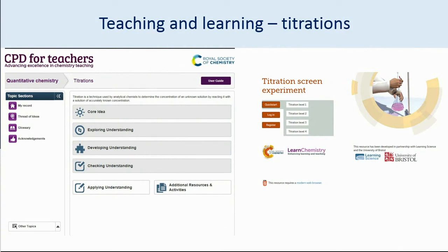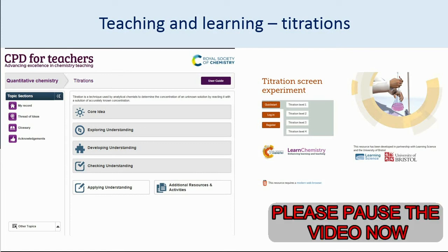Titration is a technique used by analytical chemists to determine the concentration of an unknown solution by reacting it with a solution of accurately known concentration. It can also be a tricky topic to teach. If you'd like to find out more about titrations and how to teach them, then have a go at working through the titrations topic on the online quantitative chemistry course. Here you will see how you can break down this technique into a sequence of much more manageable chunks. Also have a look at our titration screen experiment, which is great for students to work through. You'll find the links on the companion sheet. Pause the video while you have a look through them.